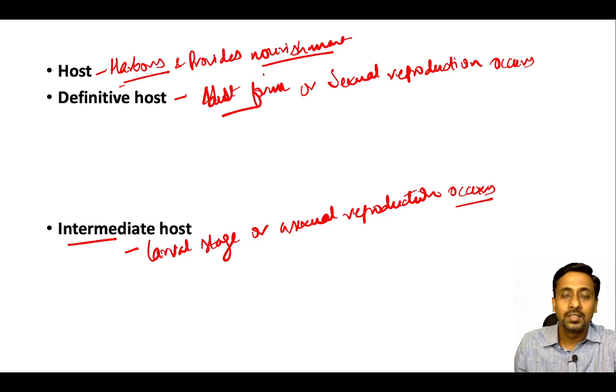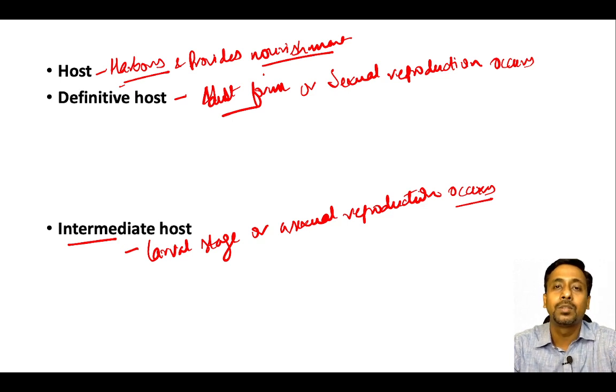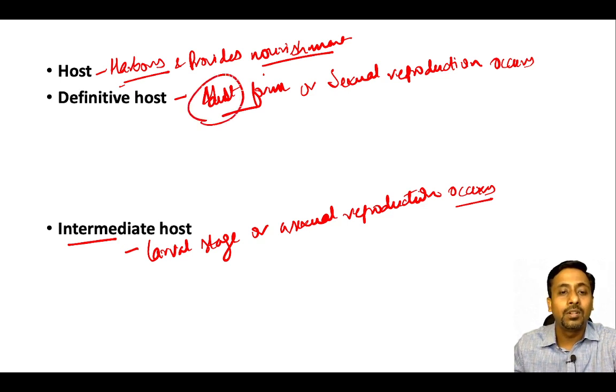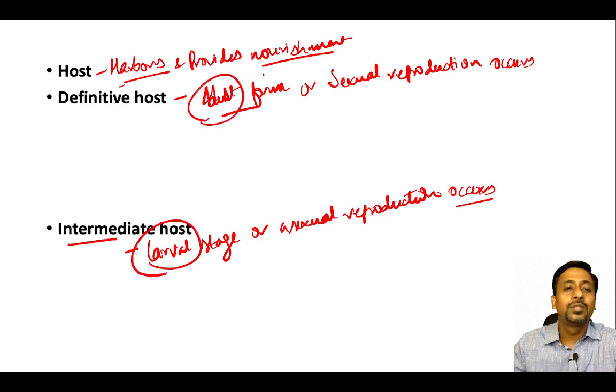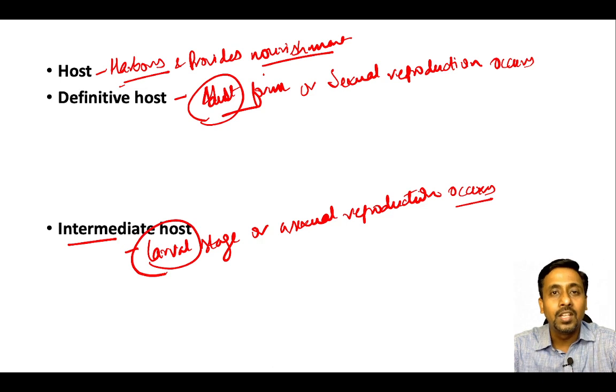But in protozoan parasites, if you have gone through the previous three videos on the morphological forms of protozoan parasites, you must know that they don't have an adult form or larval stage. So the basis of differentiation between the definitive host and intermediate host in them is the method of reproduction, that is, what type of reproduction is occurring in the host, sexual or asexual.